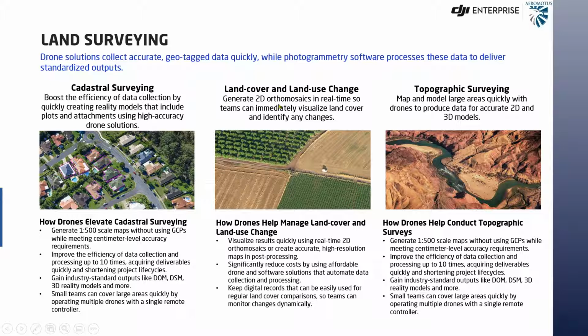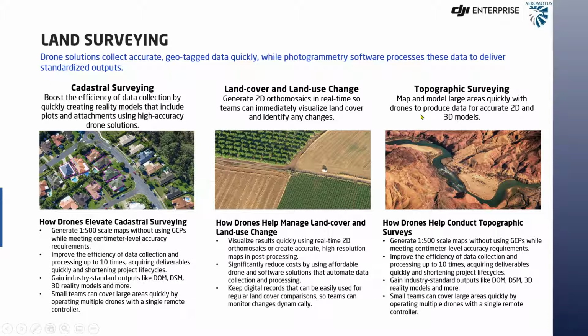We also have 2D orthomosaics, so we can create 2D orthomaps from the drone imagery, which can be used for visualizing the land cover, identifying changes, and doing trend monitoring. Using this, you are able to do post-processing, keeping digital records that can be used for land cover comparisons, so teams can monitor changes dynamically.